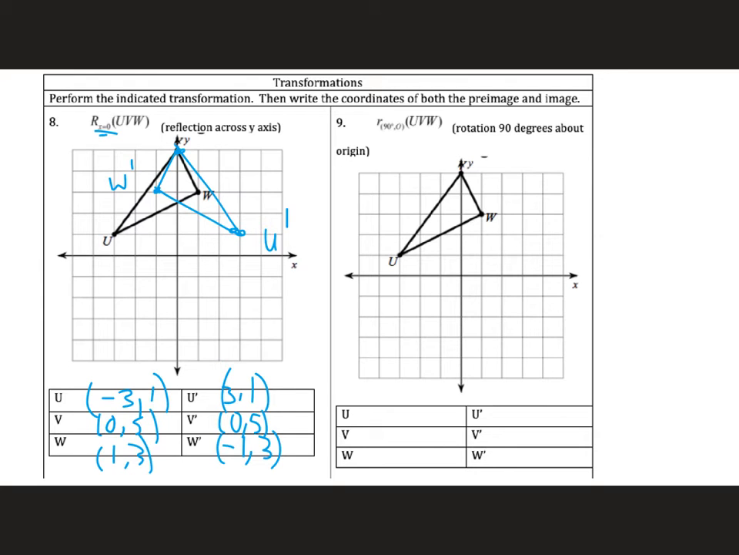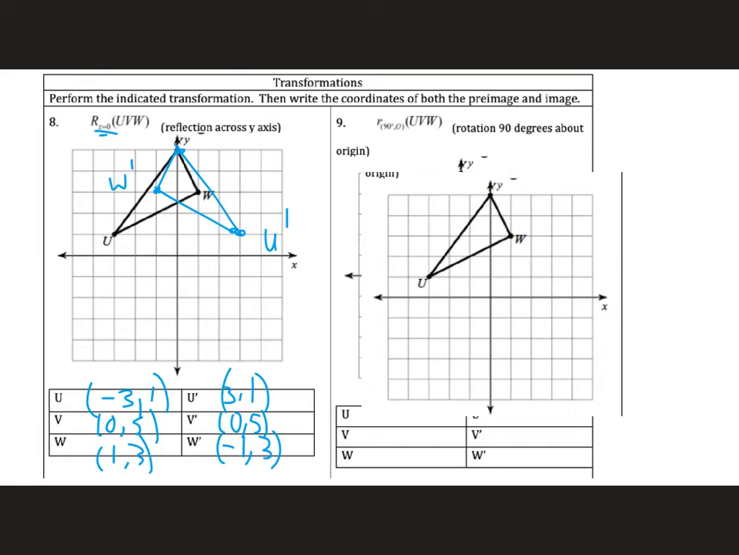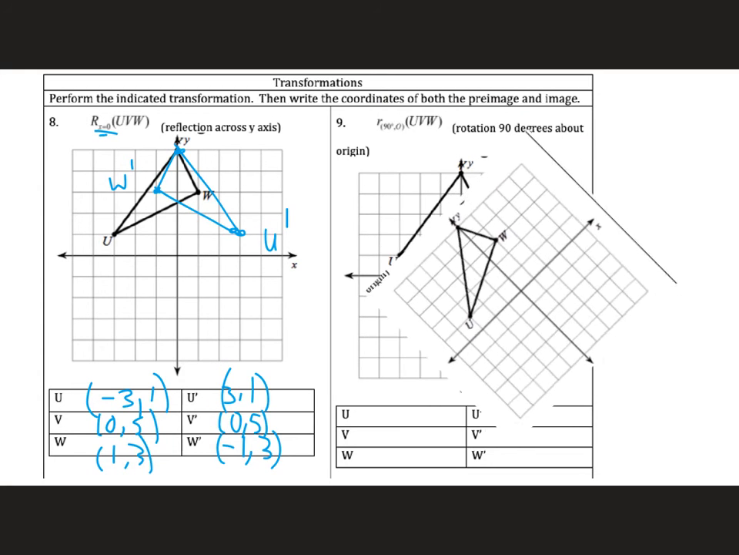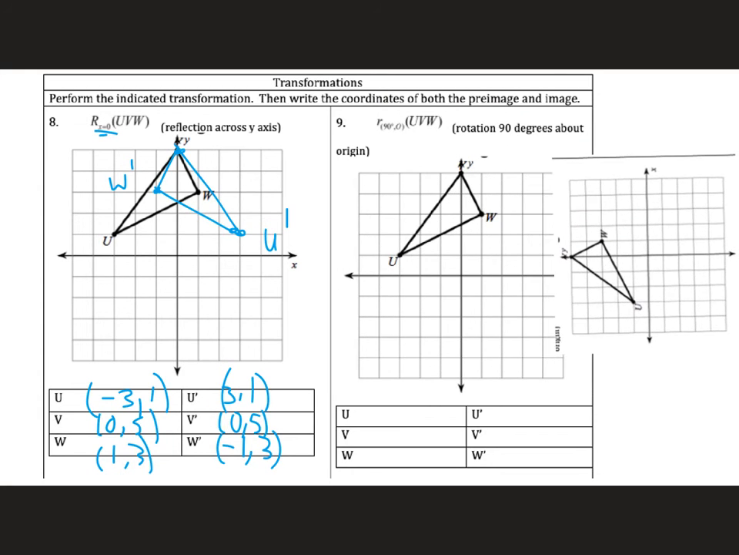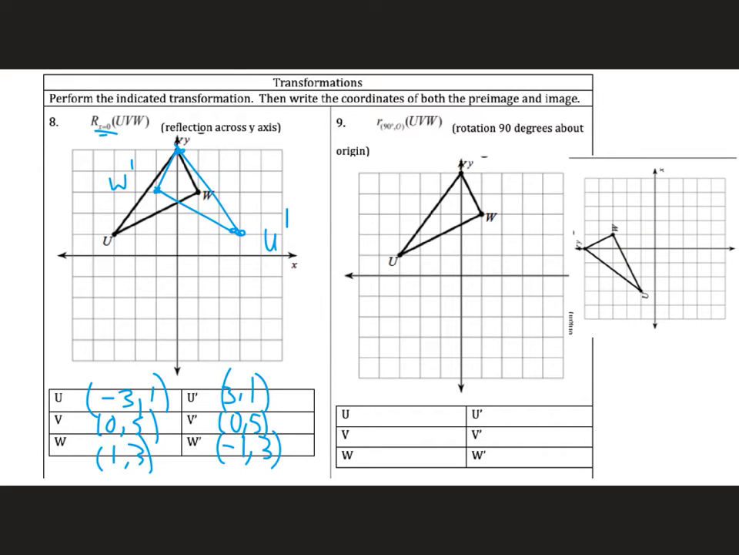Now, for the rotation, we put an image on top of yours so that you could rotate things, and I just did that for me. So rotation 90 degrees. Remember, 90 degrees, you're going counterclockwise, so you got to go this way. So you can do this on your Jamboard, on the review, and on the quiz. So U is originally negative 3, 1.